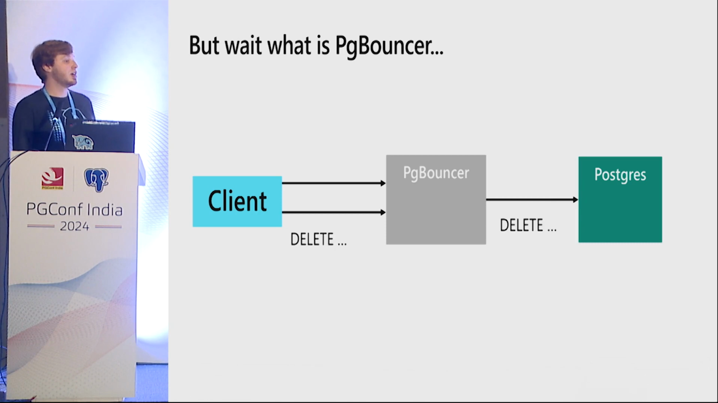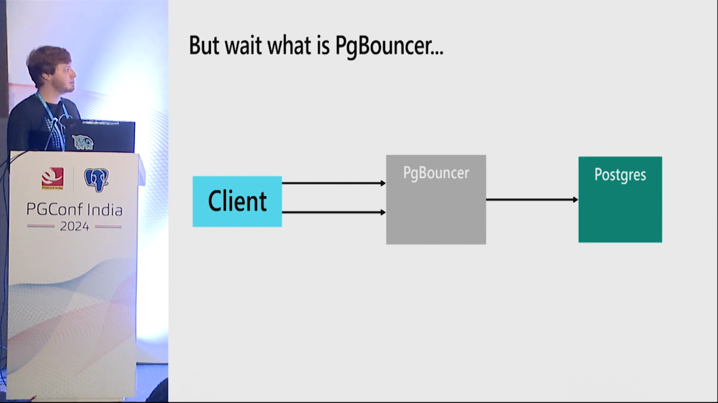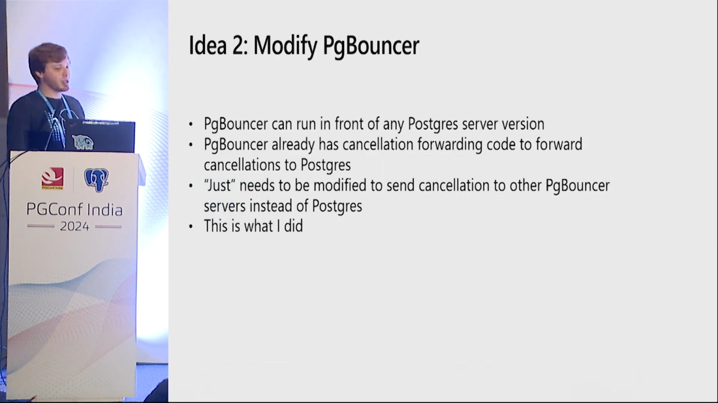And this can reduce memory usage and CPU usage and all kinds of other problems on the Postgres side, because Postgres connections are heavy. You have this max connection setting, and it shouldn't be too high, but it shouldn't be too low, and even if you don't use all of them, it's still using resources. So that's one reason to use PgBouncer. But we're not actually going to use it so much for that purpose. What we want to do is modify PgBouncer so that it can forward cancellation tokens to other places than Postgres, to other PgBouncer servers. So that's what I did.